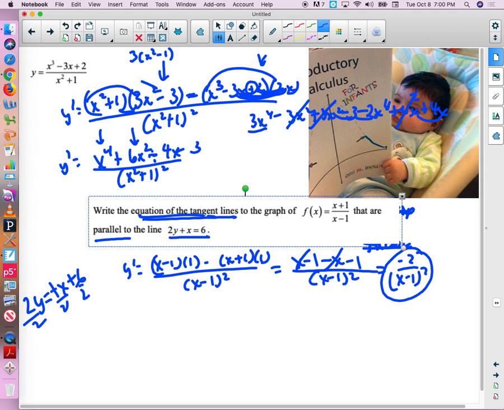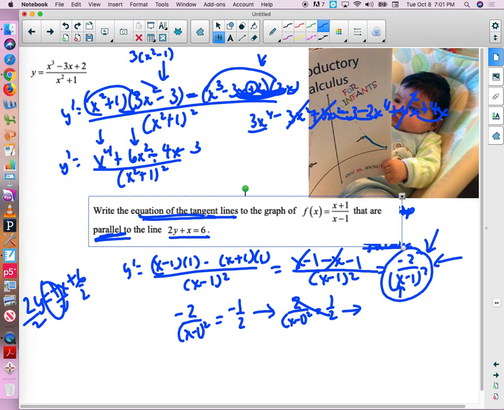And so I want it to be parallel, means same slope. So I need the slope of my tangent line. This is the slope of the tangent line, and at some x value, it's going to be equal to the slope of this line. And they're both negative. So I'm going to multiply by a negative, and I get this. Then I'm going to cross multiply. And I get (x minus 1) squared equals 4.